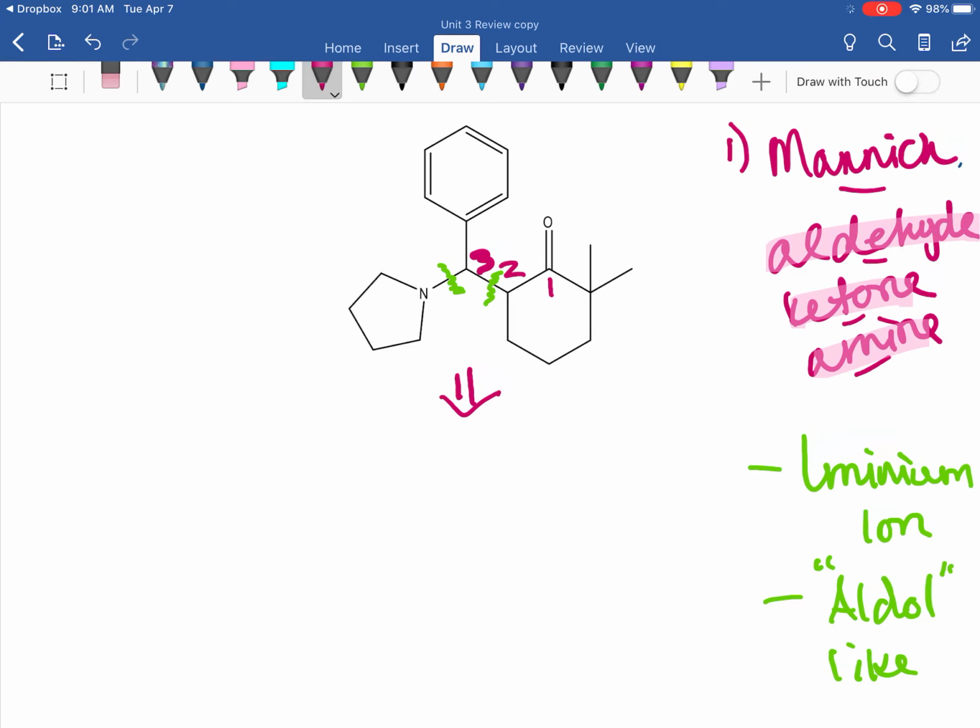All right, let's see if any of this helps us draw one step backwards. Okay, the first portion, that iminium ion, this is so exciting. That iminium ion is going to end up right here. How do we make an iminium ion? We need an aldehyde and an amine. Here's your amine.